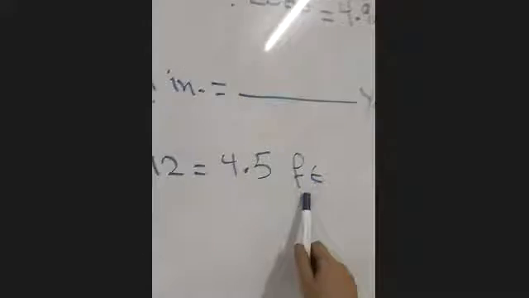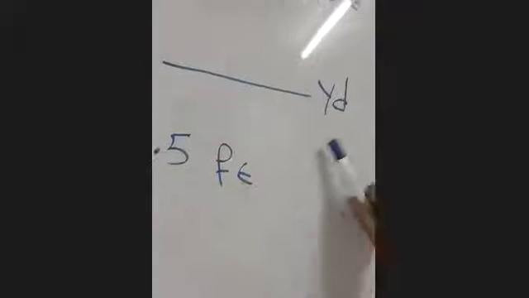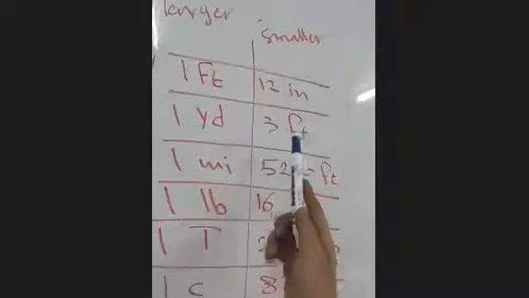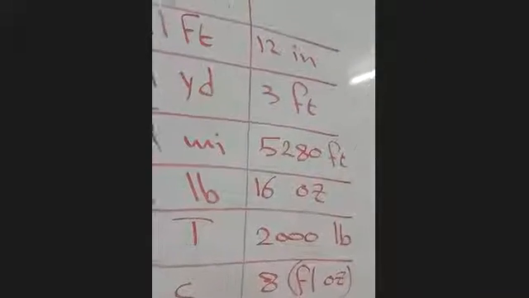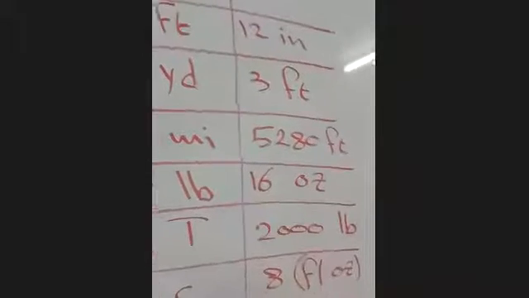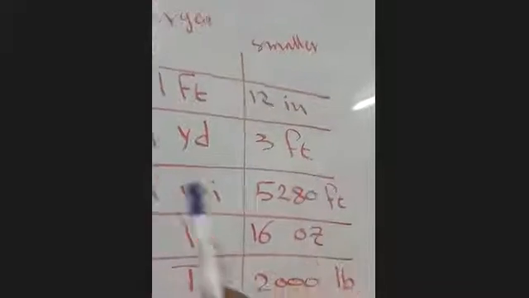To feet. Now I want the feet to be what, guys? To be yards. How do I turn the feet to yards? Divide by 3. We divide by 3 because I'm going from smaller to larger.